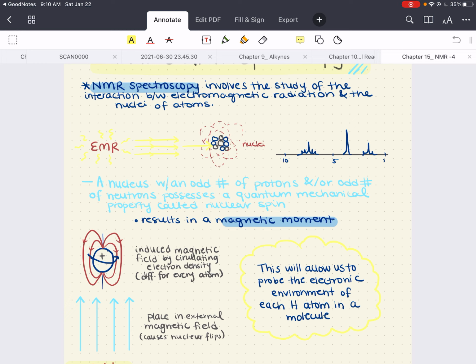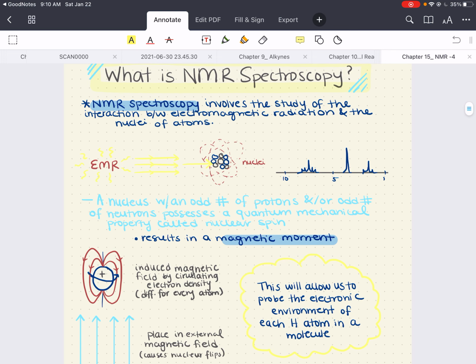NMR spectroscopy involves the study of the interaction between electromagnetic radiation and the nuclei of atoms. It is very useful for determining the carbon-hydrogen framework of molecules. However, it's only going to work with nuclei that have an odd number of protons or neutrons, like hydrogen-1 and carbon-13. These nuclei possess a property called nuclear spin that generates its own magnetic field called the magnetic moment. When these nuclei with their own magnetic field are then placed in an external magnetic field, some nuclei are going to align with the magnetic field and some will not.